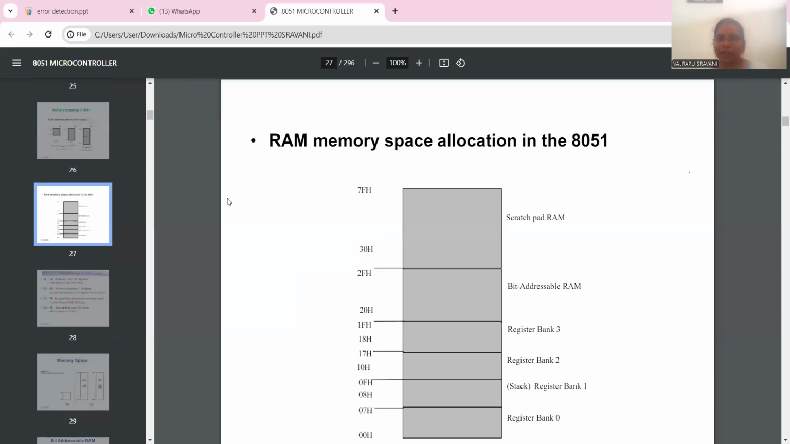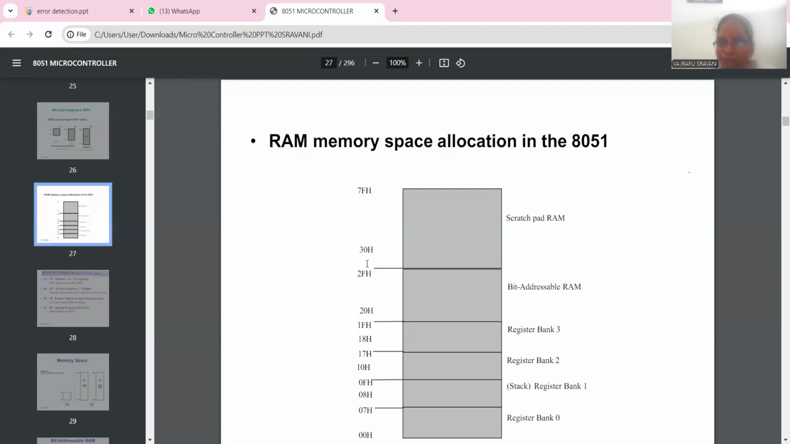This is the RAM memory space. RAM is nothing but random access memory, a temporary memory. This RAM is divided into 4 banks: bank 0, bank 1, bank 2, bank 3. Each bank has 8 registers, 8 times 4 is 32, so 32 registers are available in the 4 banks. 32 times 8 bits is 128 bytes of on-chip RAM available here. The remaining bytes are bit addressable RAM.